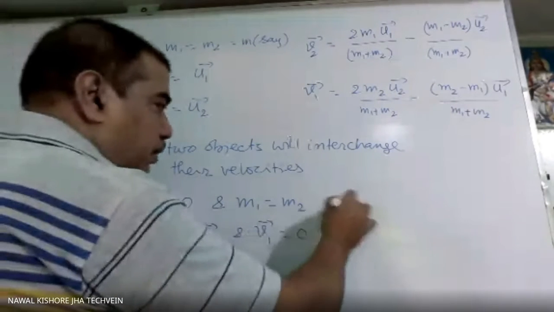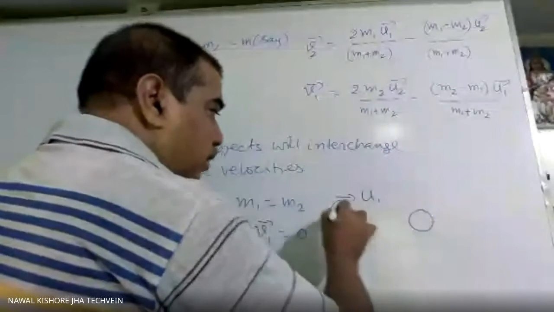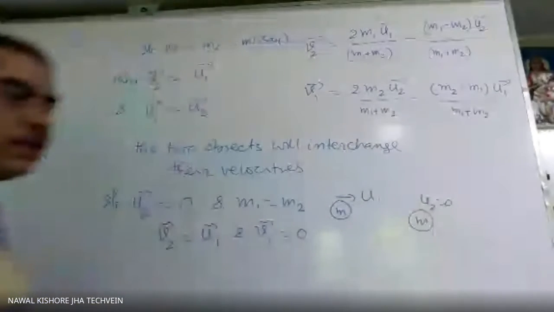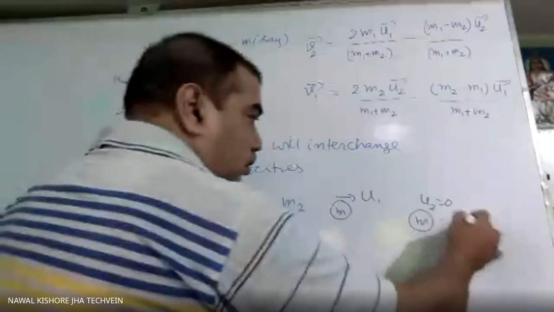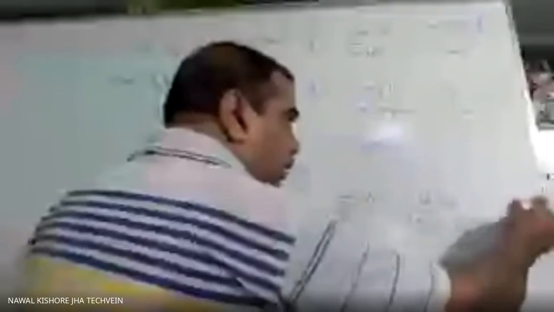So suppose this is moving with velocity U or U1. The second ball is also m, the mass is the same, and its velocity is 0. Then after collision, what will be? The first ball will become stationary, and the second will start moving with velocity U1. So after collision, the first one will remain stationary, and only the second ball will start moving with velocity U1.